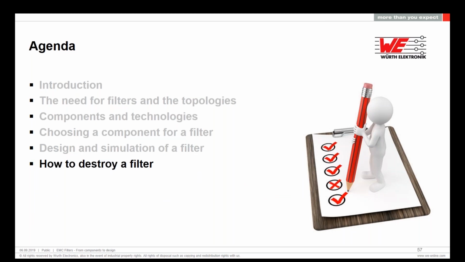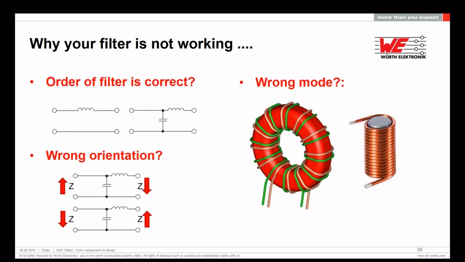So how to destroy a filter? What could cause our filter not to work is basically the order of the filter. Are we filtering with the right order? Are we having enough attenuation in the rejection band? Do we have the right orientation of our filters? If we have a high impedance on the line, we can start with a low impedance, which means a capacitor, or should we place the inductive components first?